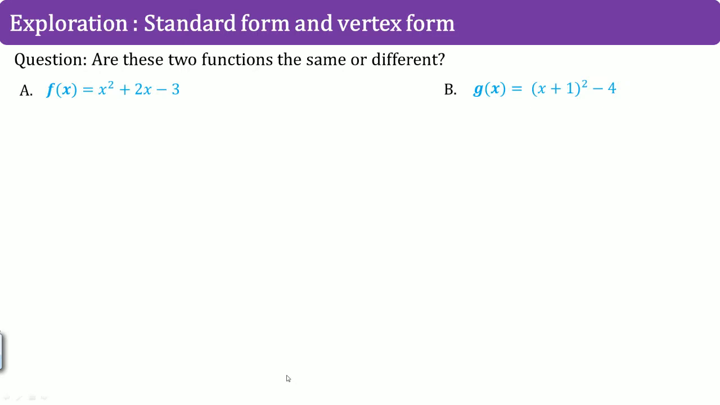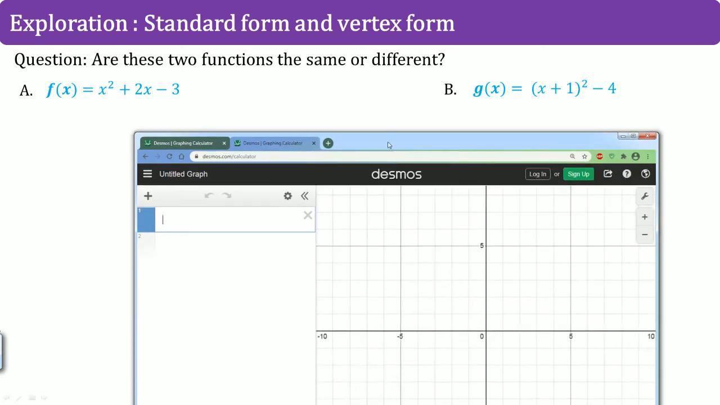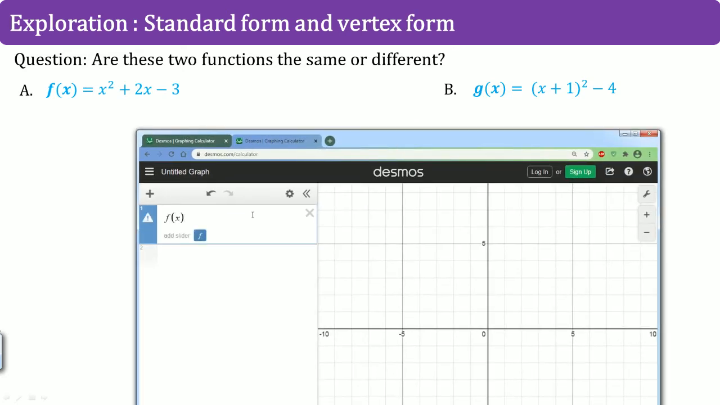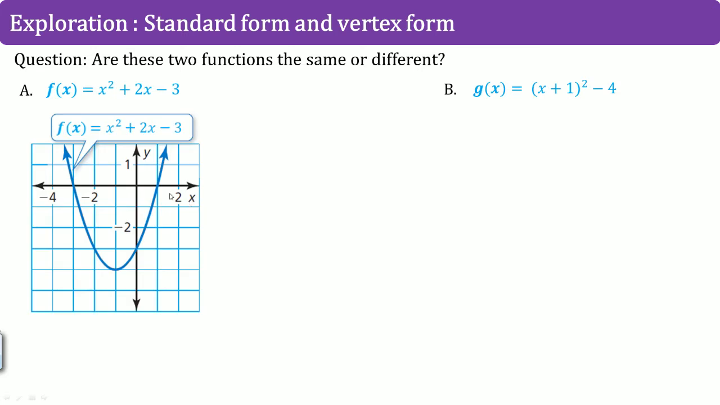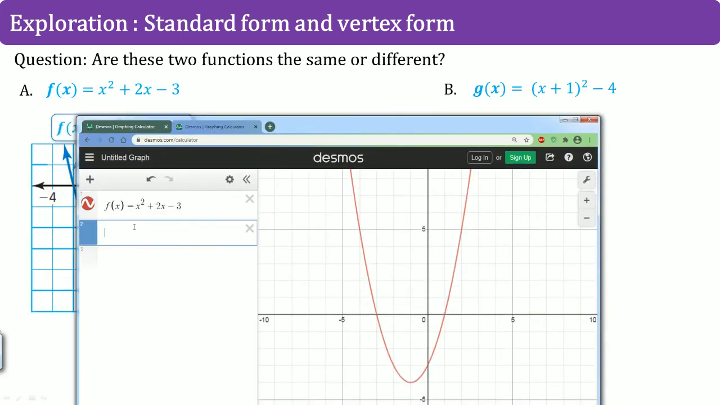To start this off, we are going to explore these two functions. The question asks, how are these two functions the same or are they different? So let's start by graphing these two. We have f of x is equal to x squared plus 2x minus 3. It looks like that. I have it in Desmos right here. Then I have g of x. G of x is equal to (x plus 1) squared minus 4. Okay, good. Wow, they look exactly the same.